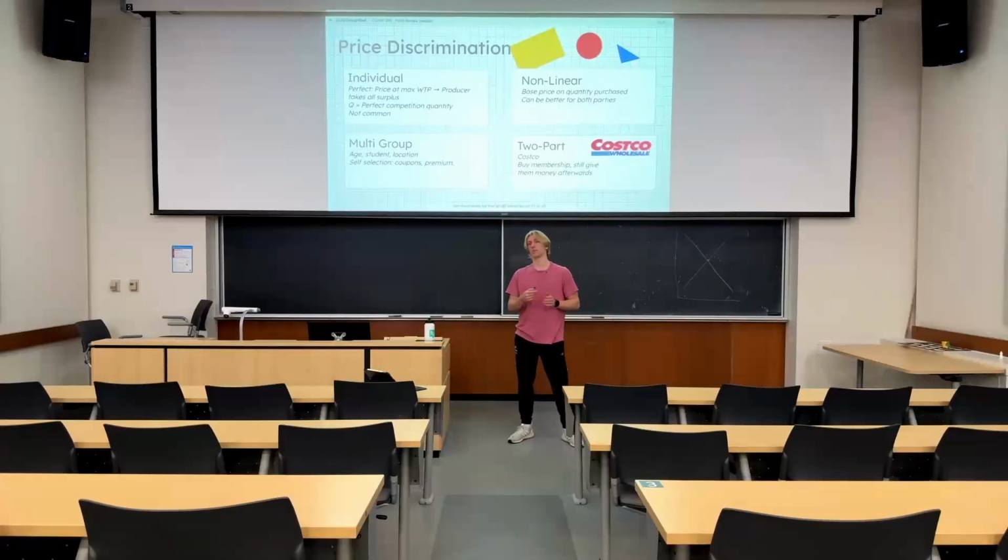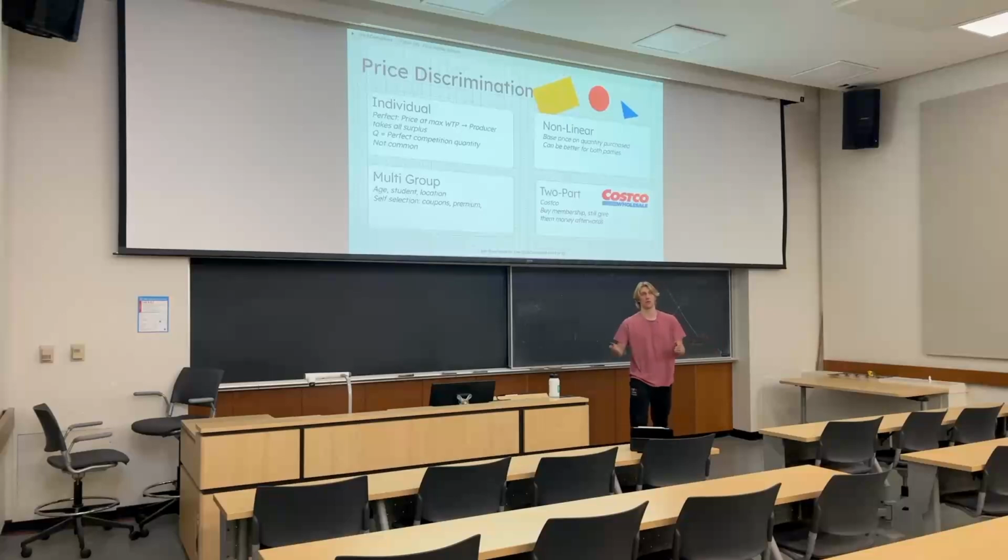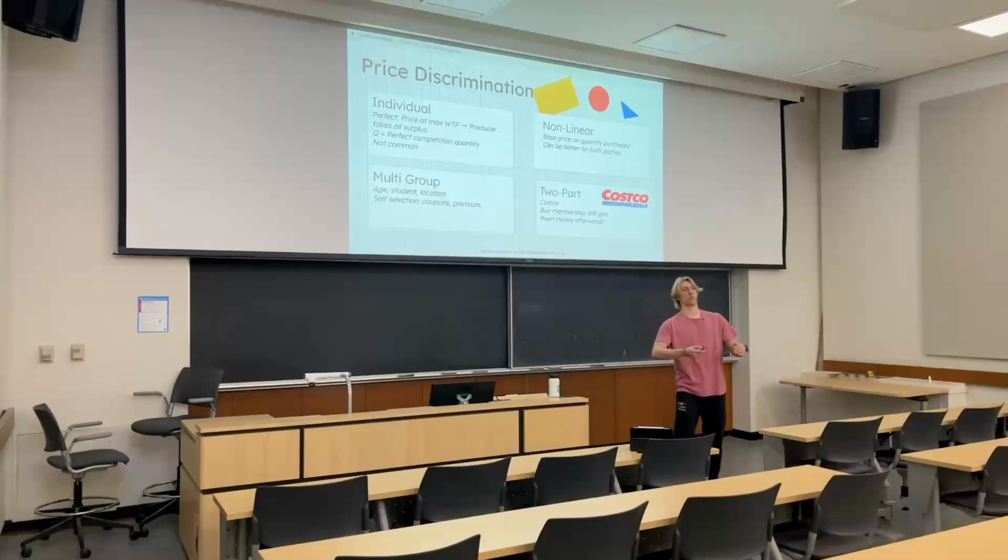It's less common, so sometimes you might be able to differentiate between groups, like between age, student, location, and you can also have self-selected discrimination. So this is things like coupons or premium, pro, starter plans. People can self-select based on their willingness to pay.